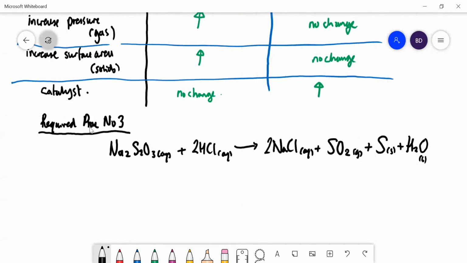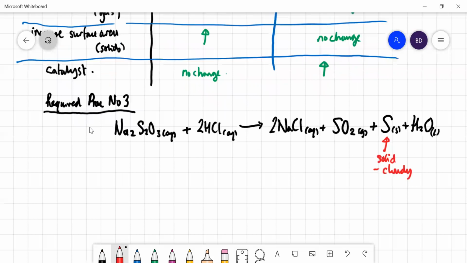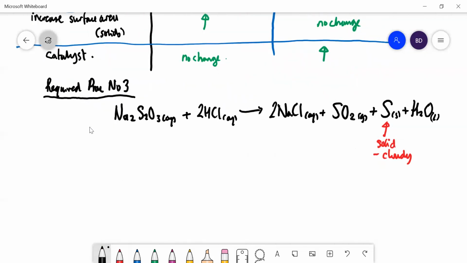Okay. So let's think about why we do this one. The reason you use this is that it's very easy to measure the rate of this reaction, because this is a solid. You get a precipitate, it goes cloudy. So if you want to measure the rate of reaction, you get a beaker of your thiosulfate, and you add some HCl to it to start.